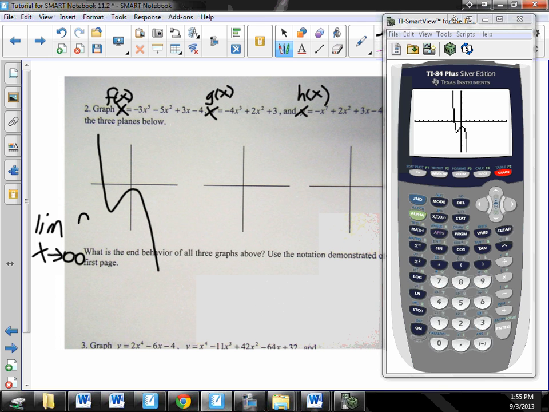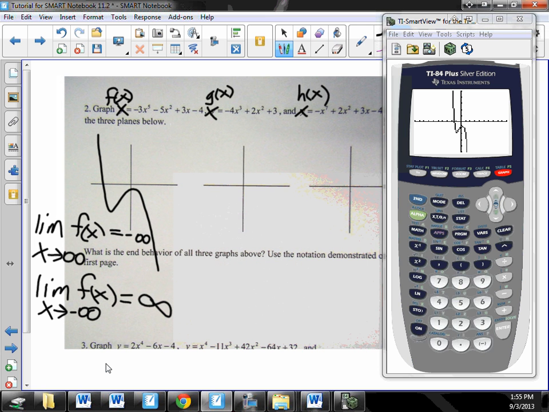So the limit of f of x is, on this graph as I move to the right, what direction does the y value move? It goes down, negative infinity. And the limit as x approaches negative infinity of f of x. So as I move to the left, which way does the graph go? It goes up. So it equals infinity.